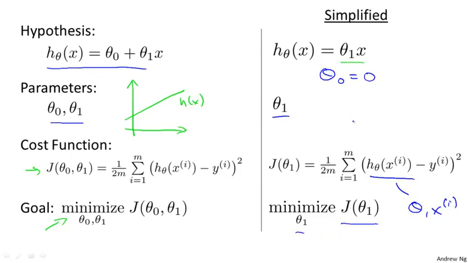In pictures, what this means is that if theta 0 equals 0, that corresponds to choosing only hypothesis functions that pass through the origin, the point (0, 0). Using the simplified definition of a hypothesis and cost function, let's try to understand the cost function concept better. It turns out there are two key functions we want to understand. The first is the hypothesis function, and the second is the cost function.